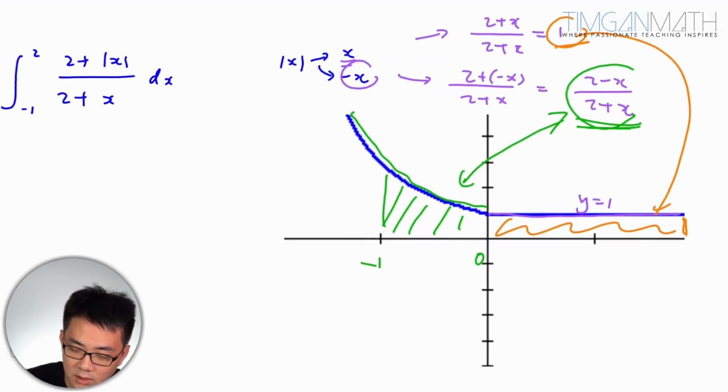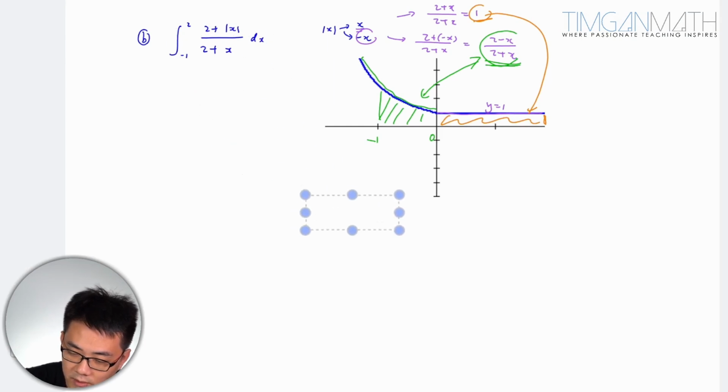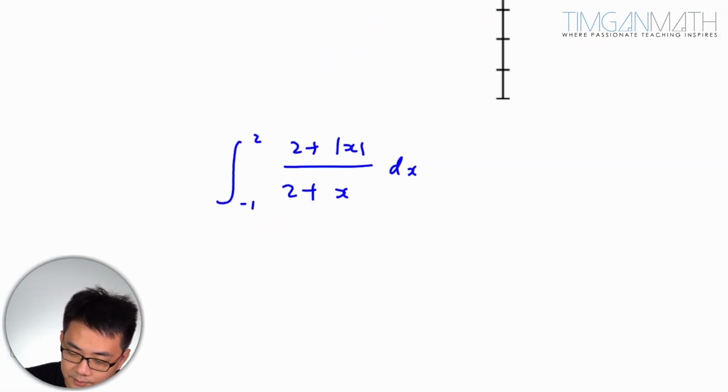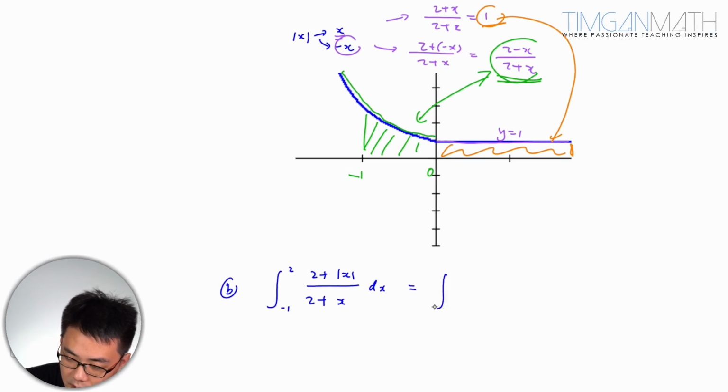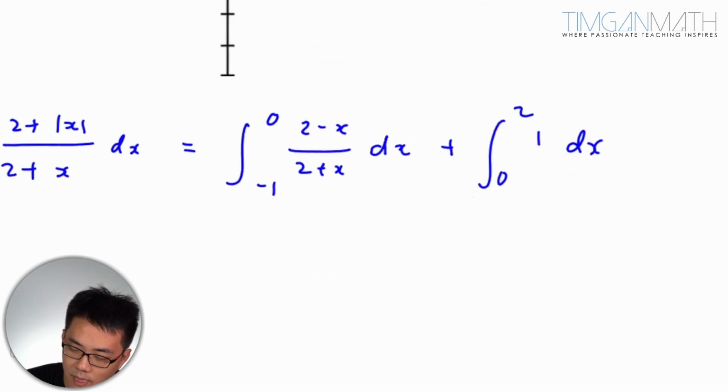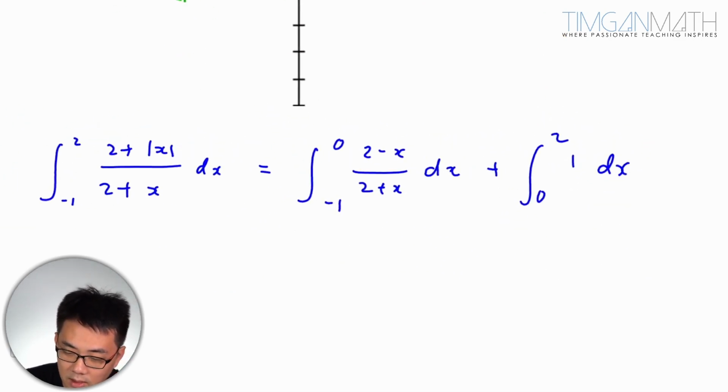So this part here, once you're done, I'm going to find this by splitting this up. So I know that this will be minus 2 to 0, 2 minus x over 2 plus x dx, plus 0 to 1, 1 dx. Okay, so this case here, how do I integrate this? Remember, you need to know how to integrate this. Okay, you need to do a long division. So please, by the side here, do a long division.